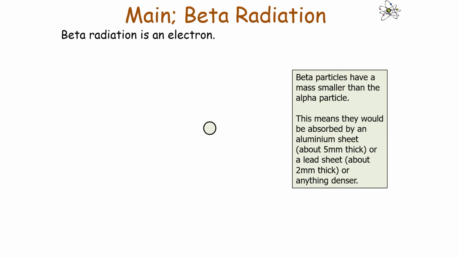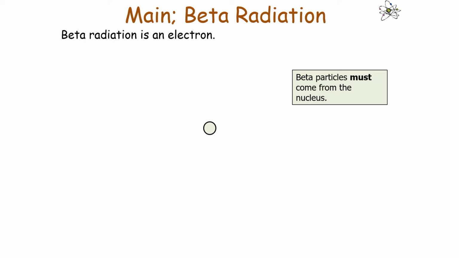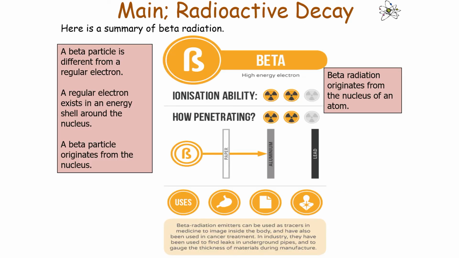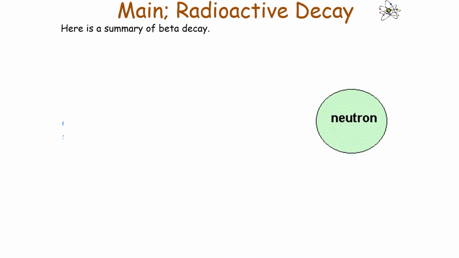They will be absorbed by an aluminium sheet about 5 millimeters thick or a lead sheet about 2 millimeters thick or anything denser. Now beta particles must come from the nucleus, which we can all summarize the properties of beta particles with the following screen of information. Now again, remember, this radiation must come from the nucleus of an atom. So here is a summary of the beta decay process.